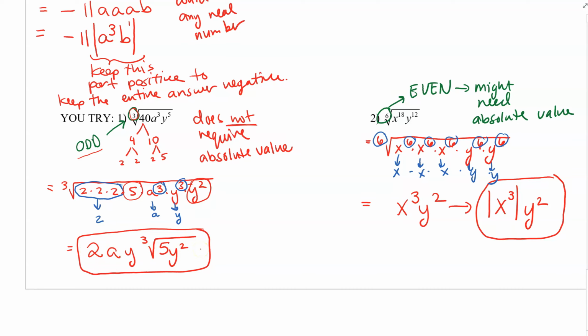Then for the second you try, we noticed that the index was even, which meant we might need absolute value. The powers inside continued to be even, again indicating we might need absolute value, right? Because the trend is even, even, odd. And then for the x, the ending power after I simplified was odd. And so that particular variable needed absolute value around it because it followed the even, even, odd trend. And then I went ahead and broke them all into groups of 6, but we could have divided here because it divided evenly. 18 divided by 6 is 3, 12 divided by 6 is 2. And then just recognize x ended with an odd power and put absolute value around it.